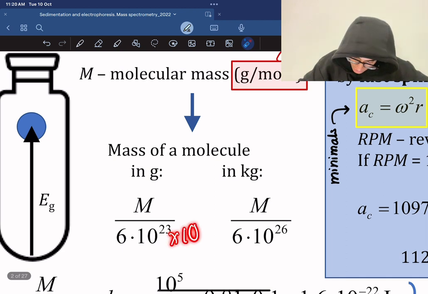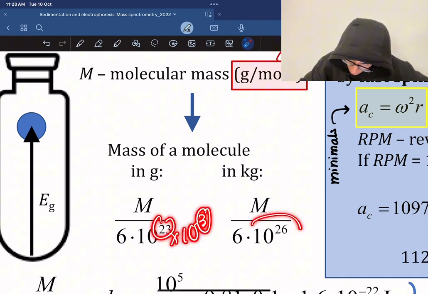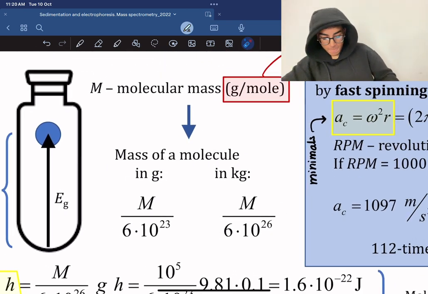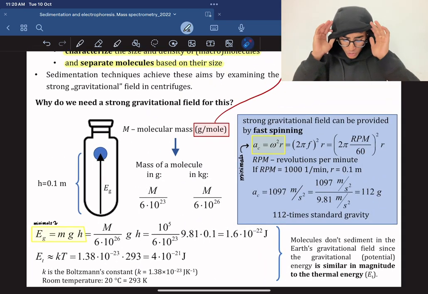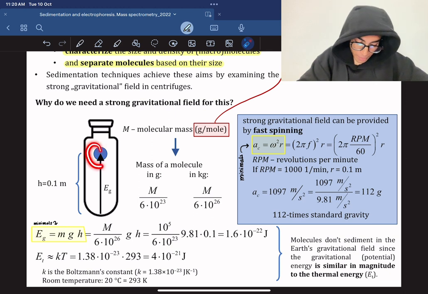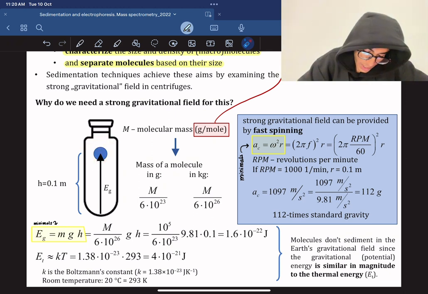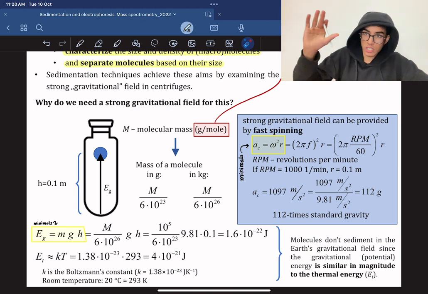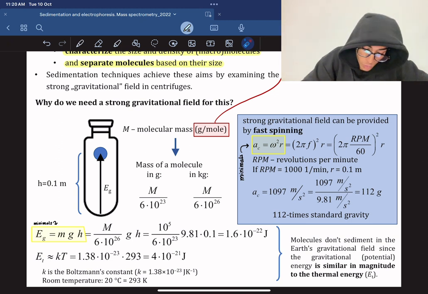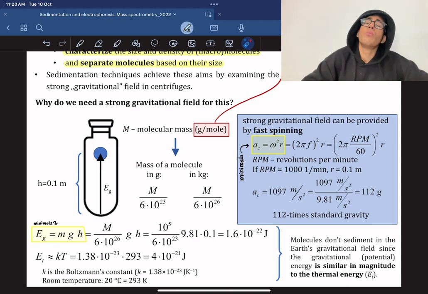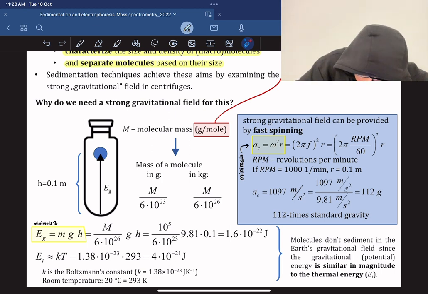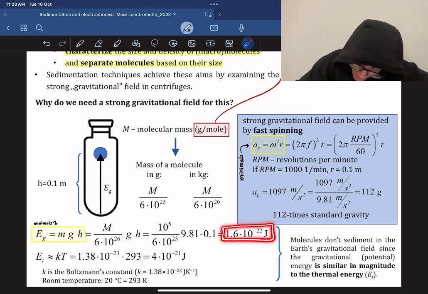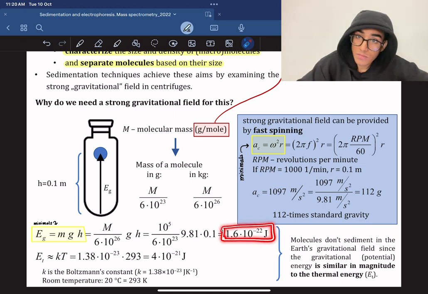You do that times 10 raised to 3. You add this and this, you get this. Now, so what am I telling you this for? We see that a particle placed inside a tube, with no speed, you're not centrifuging it, just keep it like that. What you notice is when you calculate the potential energy for this being so small, you can just imagine how small the potential energy is going to be. And yes, it is super small. It's 1.6 into 10 raised to minus 22 joules.